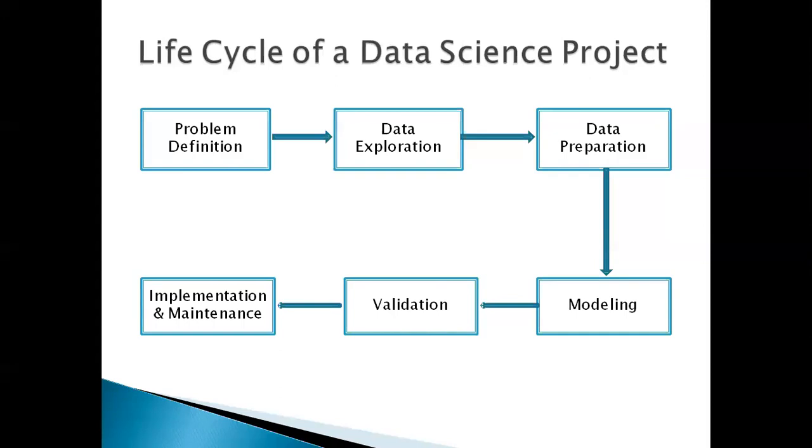So 6 stages, very short: problem definition, exploration, and data preparation. These three are the main stages of a data science project. So you must have heard, folks who are already familiar with data science terms, you must have heard jargons and buzzwords like machine learning, artificial intelligence, natural language processing, deep learning.